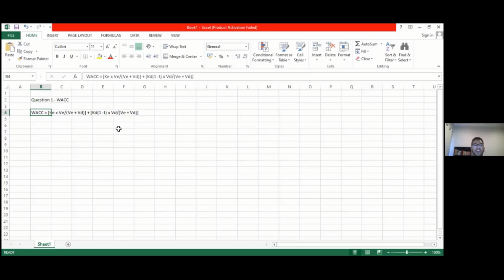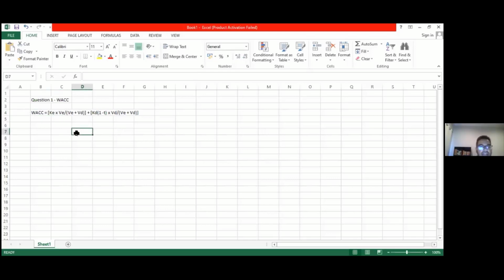The value of equity plus value of debt, that is inside the brackets, is your capital structure. That is your long-term financing. That is all your equity and your long-term interest-bearing debt. So just see how that makes sense.